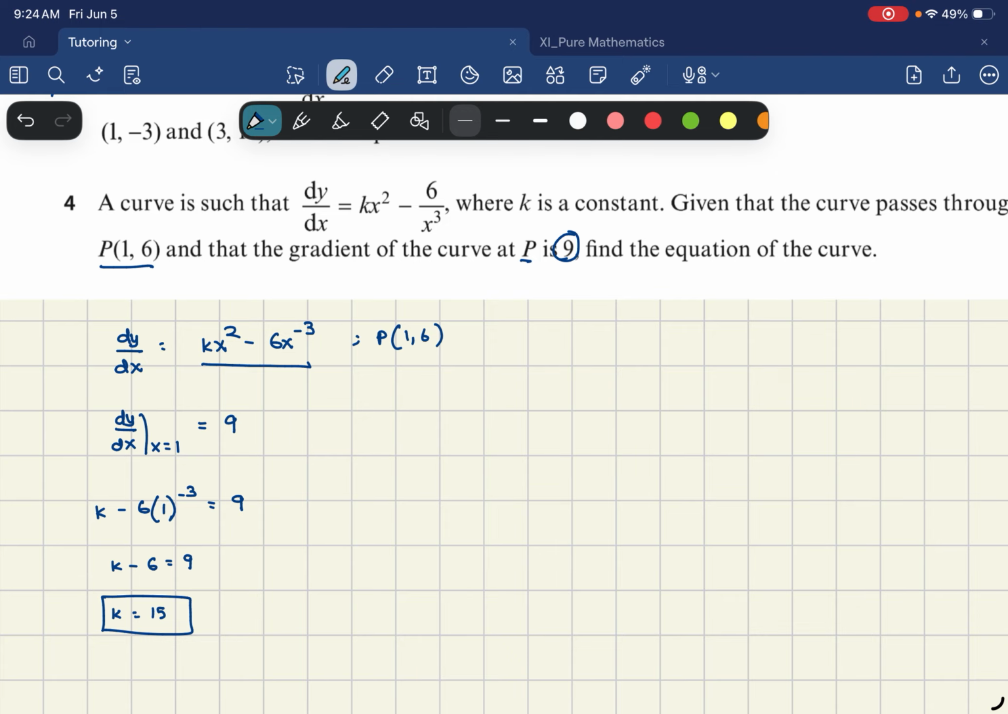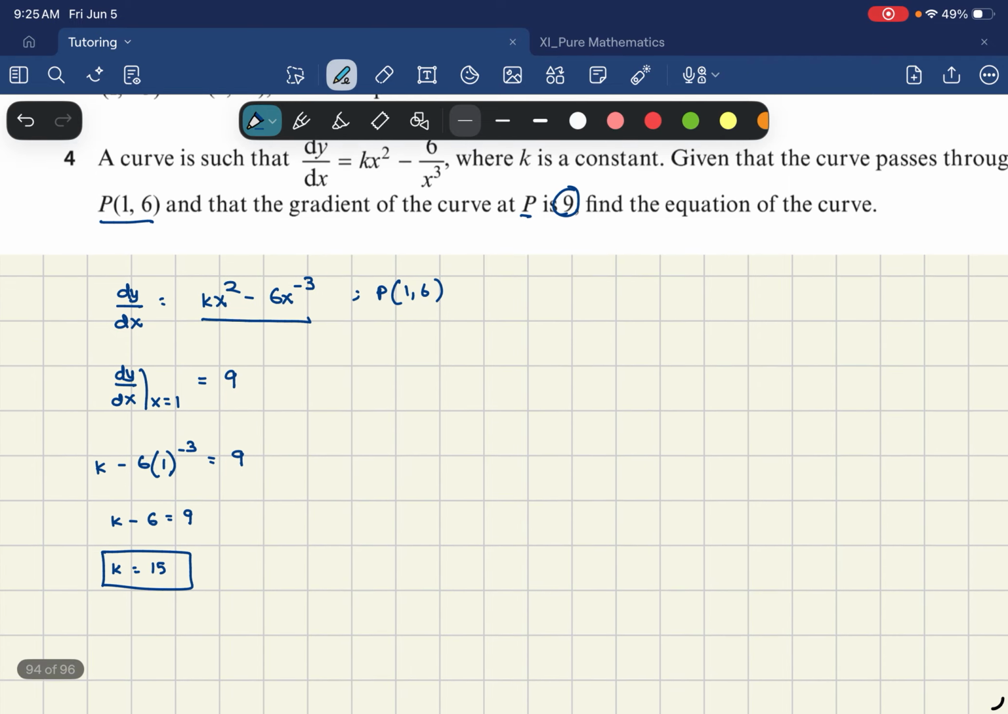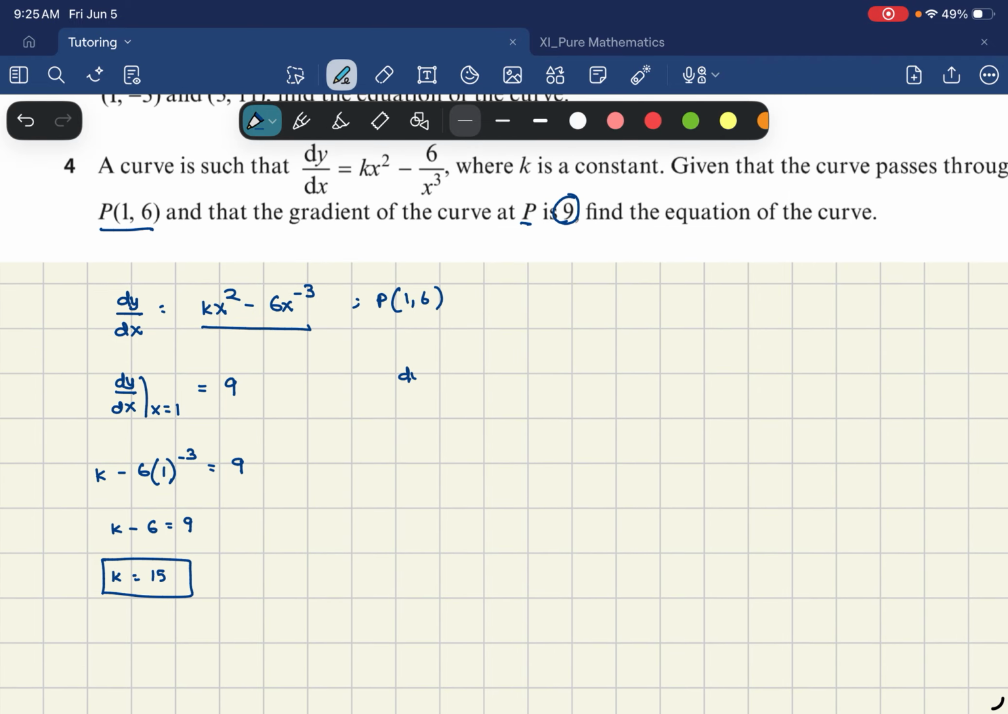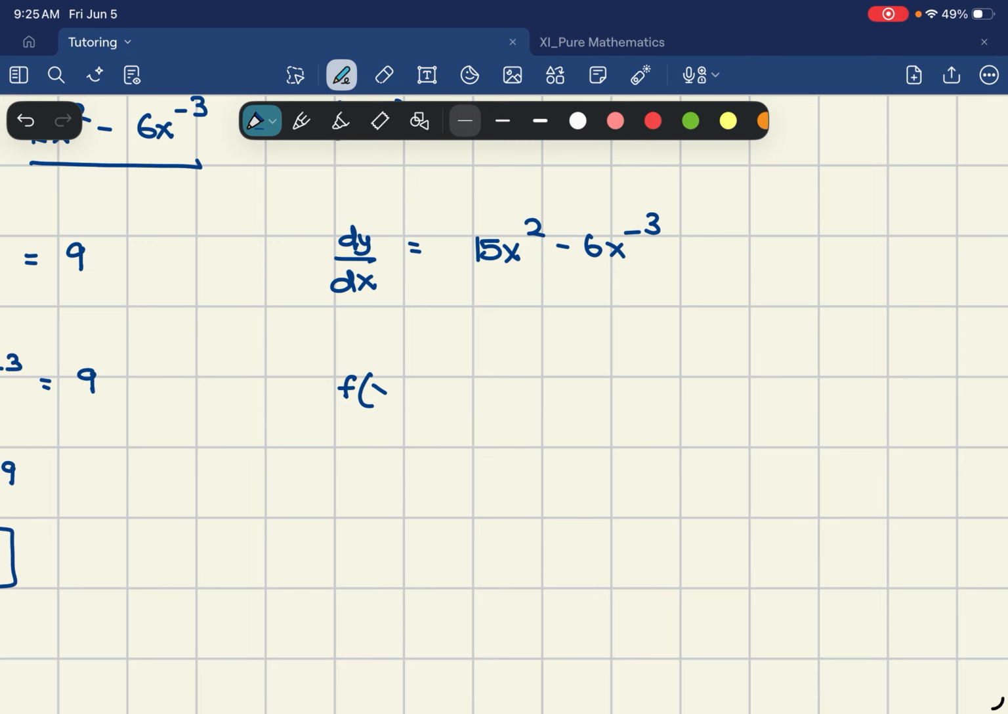And now we just need to use this point to find c. So we can just substitute k here. So I know dy by dx is just 15x squared minus 6x to the power negative 3. f of x is going to be the integral of this expression.